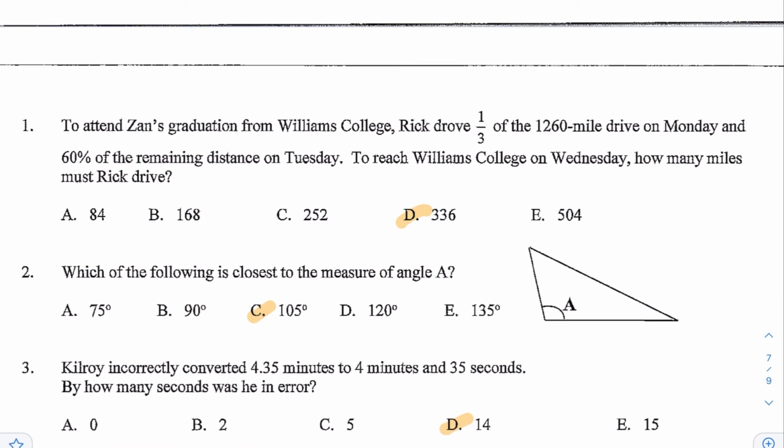Next, for number 1, to attend Zan's graduation from Williams College, Rick drove 1/3 of the 1,268-mile drive on Monday and 60% of the remaining distance on Tuesday. To reach Williams College on Wednesday, how many miles must Rick drive? So this college is 1,268 miles away. First, you'll drive 1/3 of the way. So if you drive 1/3 away, that means that you have 2/3 remaining.